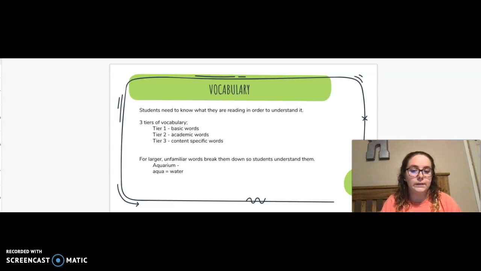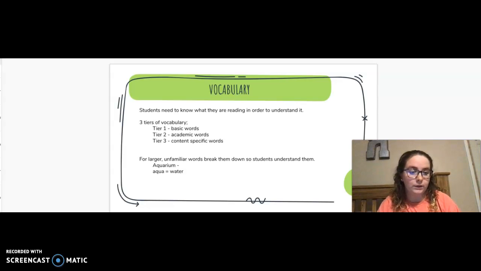So level 1 is the basic known words, kind of like dog, cat, ball, etc. Things that babies and toddlers know. And you have to know those words in order to move on to level 2, which are your academic words that are more frequently used, like what, how, welcome, exit, things like that you hear in school. Then you have level 3, which are content-specific words.